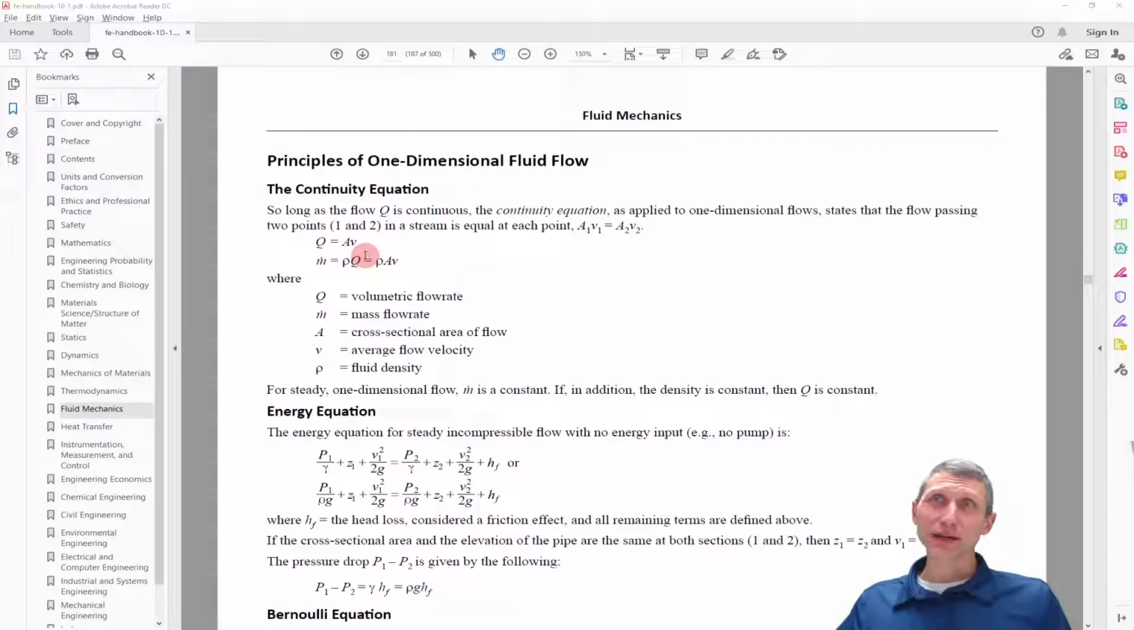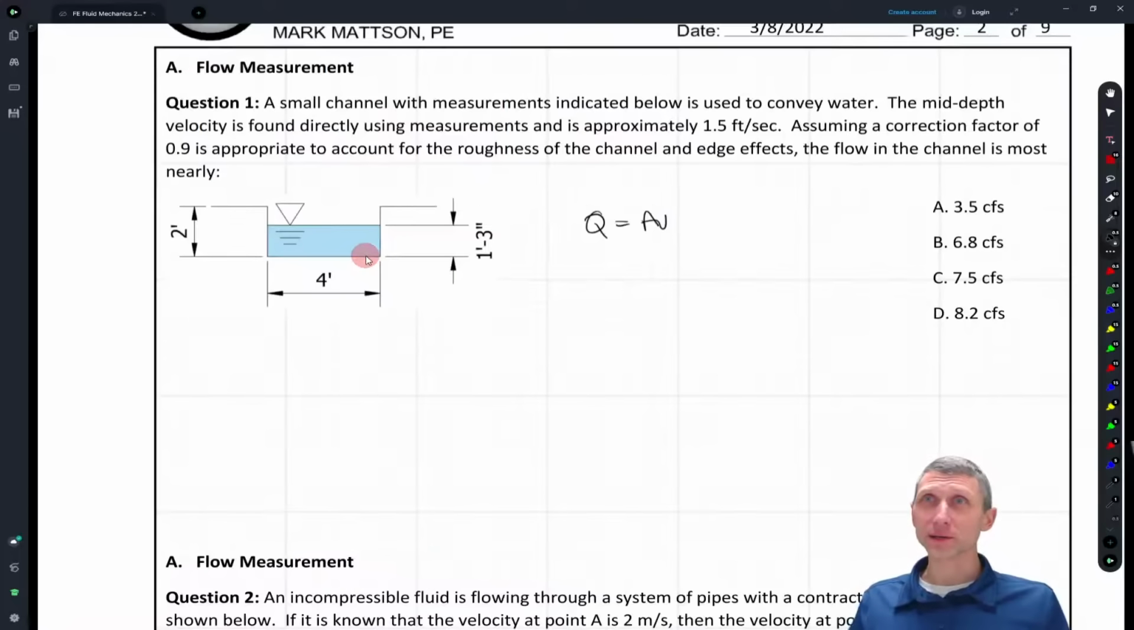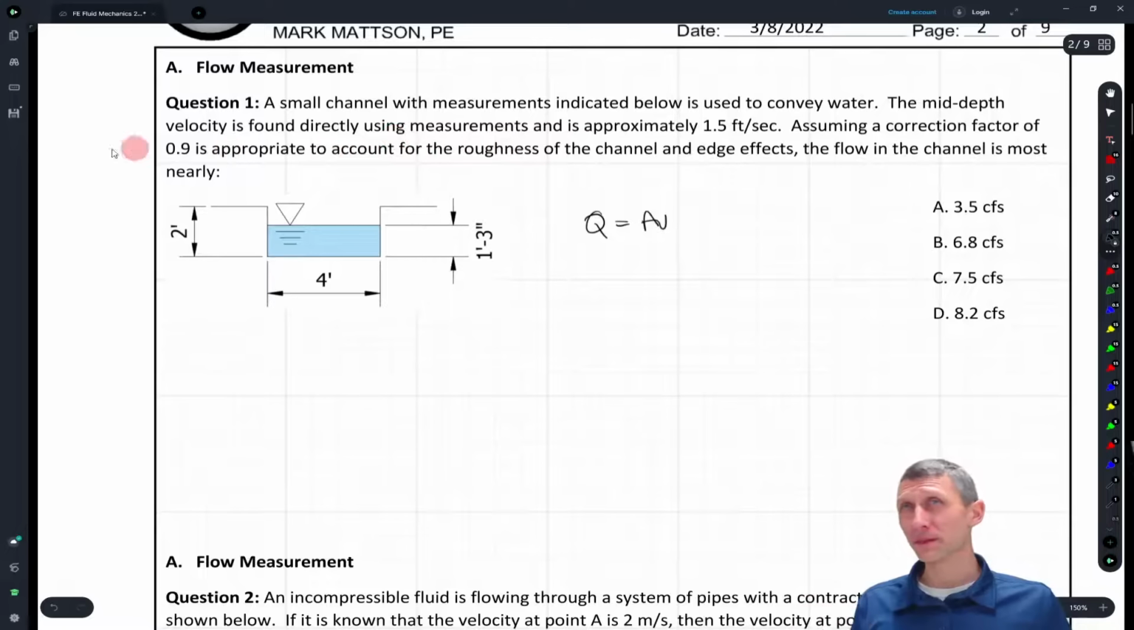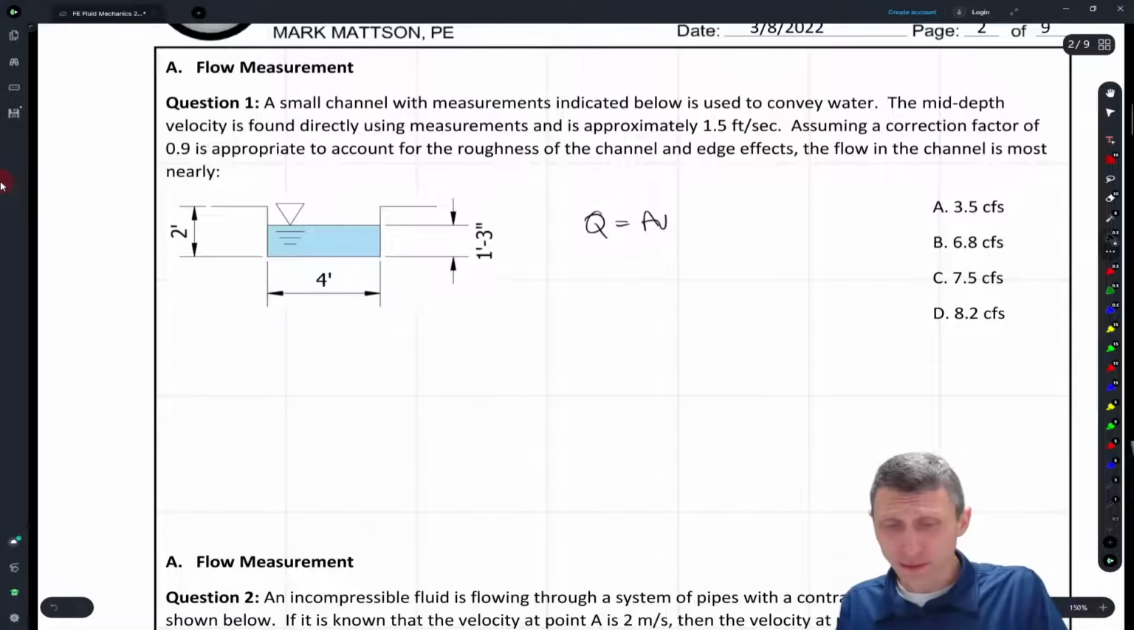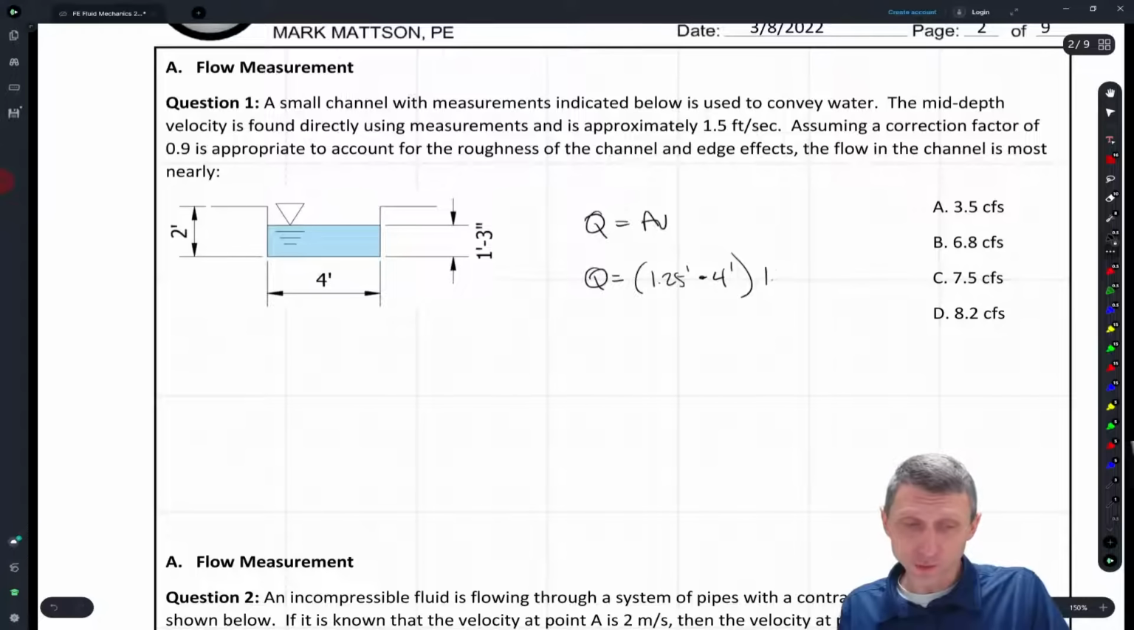This doesn't have a correction factor in it, so I took a little bit of liberty here with that, but I'm telling you there's a correction factor for the velocity. Okay, so Q equals AV. This is kind of straightforward, right? What's our area? It's 1.25 feet times 4 feet, right? And then the velocity is 1.5 feet per second.